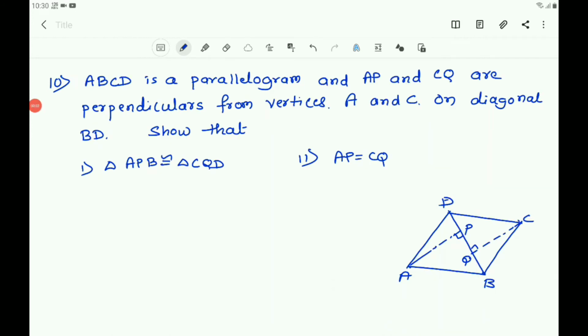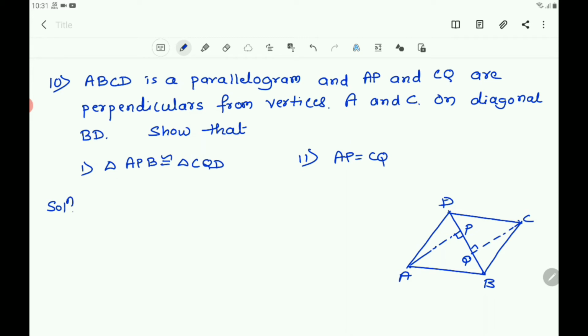Now the 10th question. ABCD is a parallelogram and AP and CQ are perpendiculars from vertices A and C on diagonal BD. Show that first, triangle APB is congruent to triangle CQD. Second, AP equals CQ. Here it is given that ABCD is a parallelogram and AP and CQ are altitudes from the vertices A and C on diagonal BD. So let us write the given here.